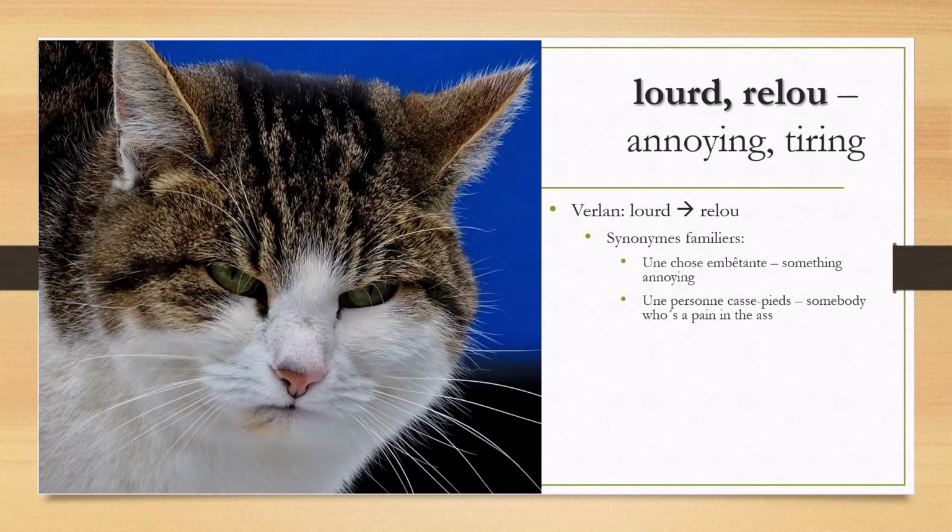And the second one, casse-pied, is an adjective that's usually used to describe people. So it's une personne casse-pied. Somebody who's a pain in the ass.